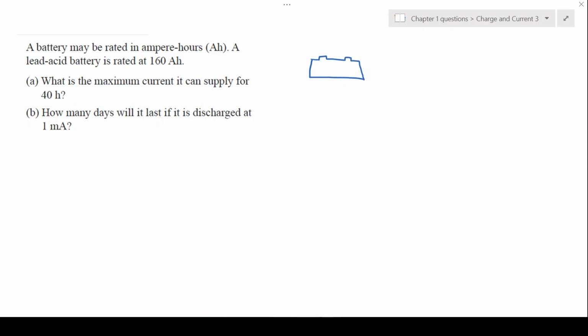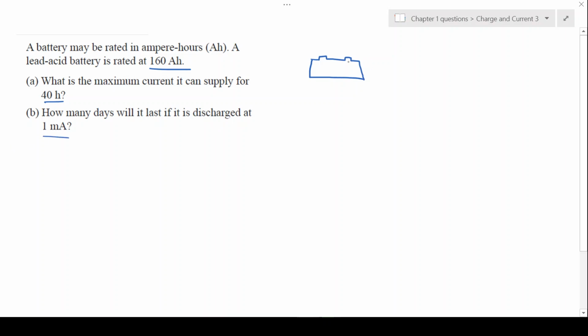So the question that we're going to be looking at in this example reads as follows. A battery may be rated in ampere hours, and a lead acid battery in particular is rated at 160 amp hours. Determine the maximum current that it can supply for 40 hours, part A, and part B, how many days will it last if it is discharged at 1 milliamp?